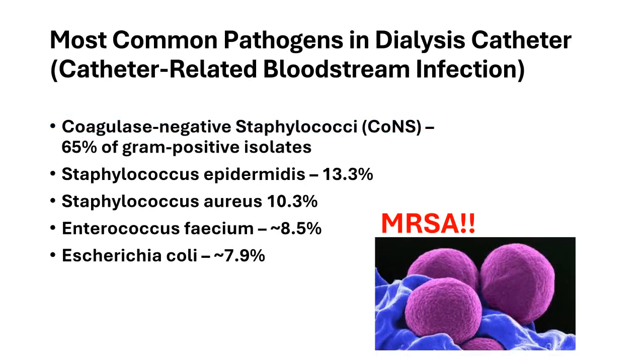These are the most common pathogens in dialysis catheter infections. The majority are coagulase-negative staphylococci, about 65%. We also see S. epidermidis, S. aureus, enterococcus, and some E. coli. And an important point: MRSA is still a major concern, especially in hospitals with limited resources. Next, we will compare reusable and disposable drapes.